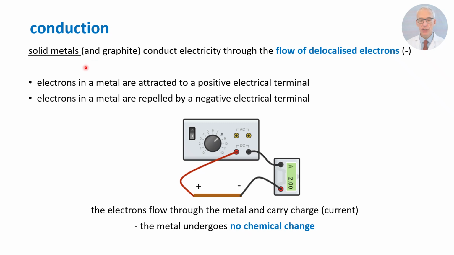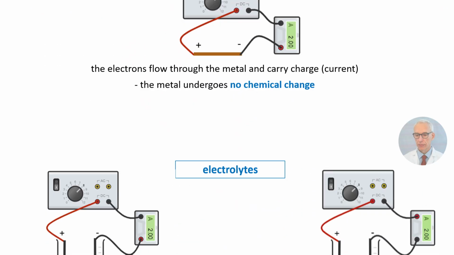So, considering solid metals, which conduct electricity through the flow of delocalized electrons, the electrons in a metal are attracted to a positive electrical terminal and repelled by a negative electrical terminal. The electrons, which are negatively charged of course, flow through the metal in the direction of negative to positive and carry charge. The metal itself undergoes no chemical change.